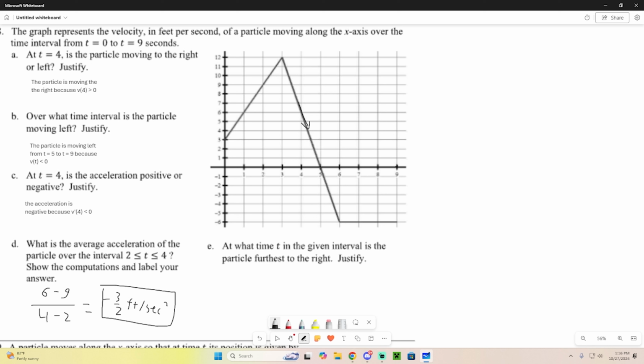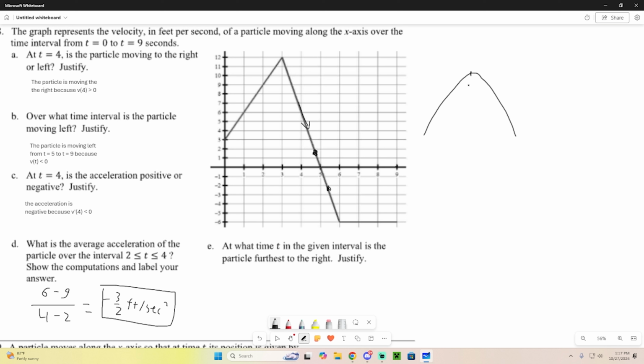At what time t in the given interval is the particle furthest to the right? That means it's furthest to the right when the position function is at its peak. When we're looking at the velocity function, we know the slope. We know it's increasing right here because the velocity before 5 is positive, and it's decreasing right here. So if we graph the position function, it would look like that. And then 5 would be where it's at its peak, which is the horizontal tangent line.